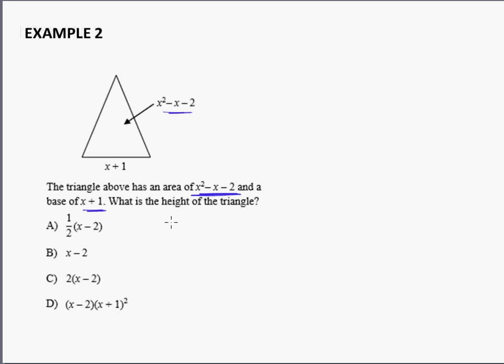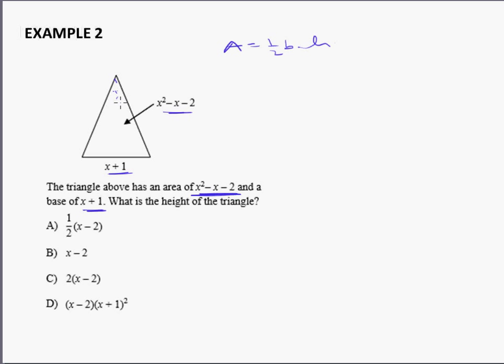Okay, so this is a very interesting problem. We know the formula to find the area of a triangle: A is equal to half base times height, right? So we know this is the base. We don't know the height, so we're going to introduce our little height here.